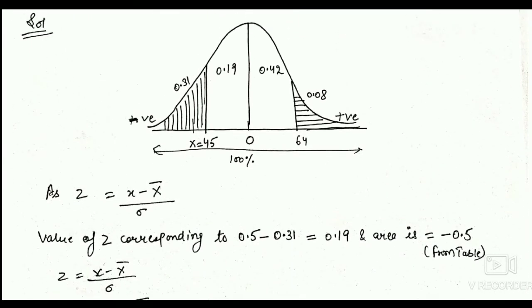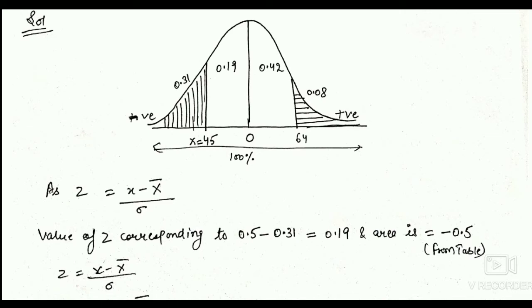Now after making out this normal curve, as we know the z value, the formula is x minus x bar upon standard deviation. Whatever values are given in the question, we will utilize them, as the value of z corresponding to 0.5 minus 0.31. We have already subtracted, 0.19. Now this is the z value that we used to check in the table earlier. Now we have to check which value the 0.19 in the table corresponds to.